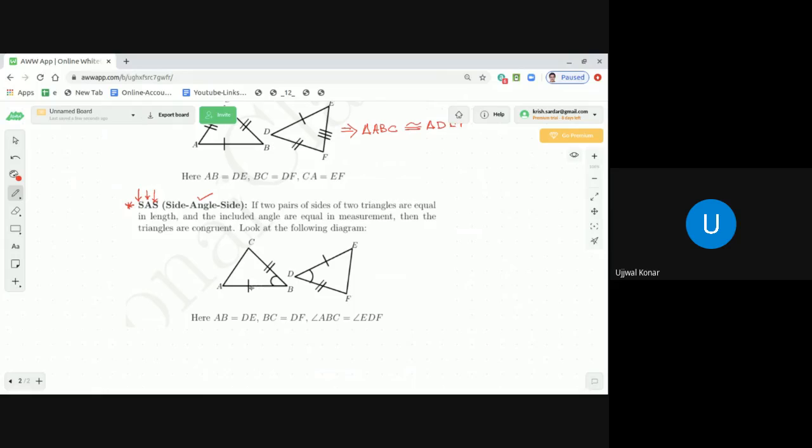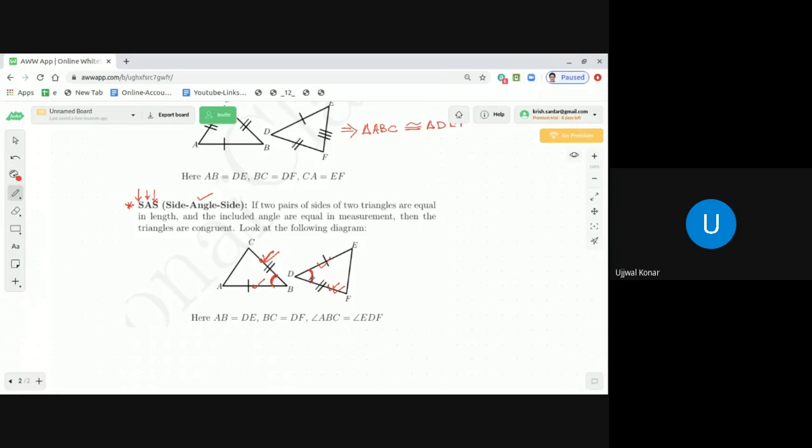That means if you take these 2 triangles, dear students, triangle ABC and triangle DEF, what we see is that AB is equal to DE, this one. And BC is equal to DF. Now these 2 sides, and what is the included angle between them? It is this angle, that is ABC for the first triangle and EDF for the second triangle.